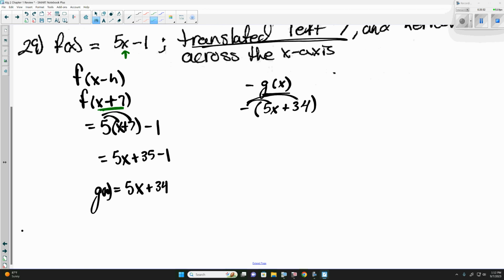So now to simplify, we distribute the negative. Our negative times 5x is going to be negative 5x. Our negative times 34 is negative 34. And this here is our answer. If we really want to give it a name, we could call it h of x, but again, the main thing I'm looking for is the function itself, not so much what we're calling it.